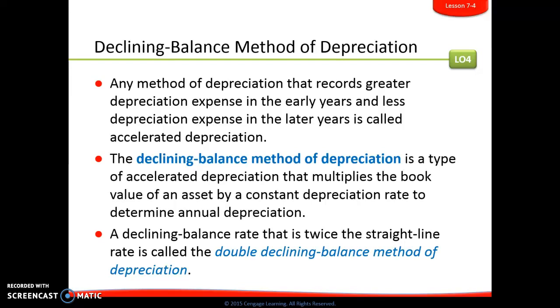Any method of depreciation that records greater depreciation expense in the early years and then less depreciation expense in the later years is called accelerated depreciation. Remember, before we were doing straight line depreciation, where it was the same amount each year for a full year. The declining balance method of depreciation is a type of accelerated depreciation that multiplies the book value of an asset by a constant depreciation rate to determine annual depreciation. A declining balance rate that is twice the straight line rate is called the double declining balance method of depreciation.